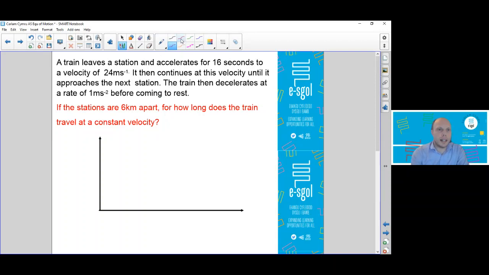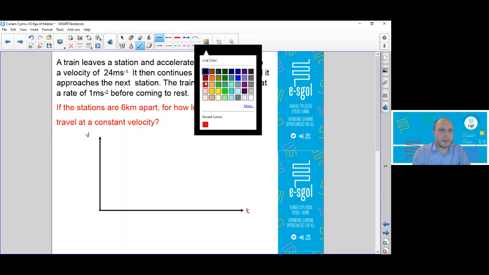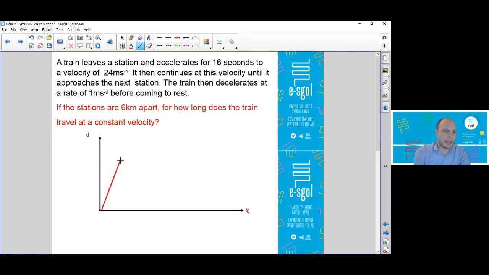Okay, a train leaves the station and accelerates for 16 seconds. So I've got V here and T there, meters per second and seconds. It accelerates at a constant rate for 16 seconds. Let's put that on there. So 16 seconds up to there. It continues at its velocity until it approaches the next station, and then decelerates at a rate of 1 meter per second squared before coming to rest. So our graph is probably going to look something like that.